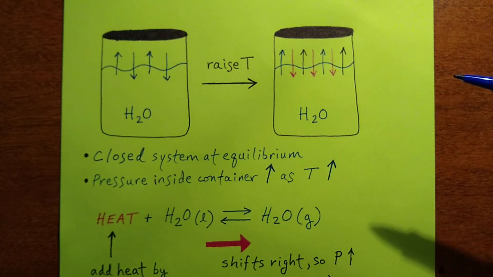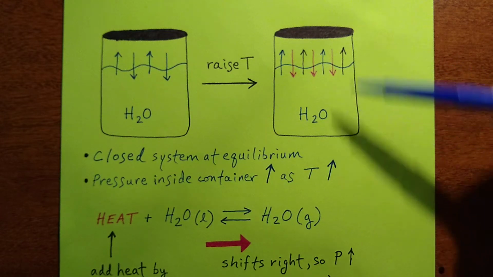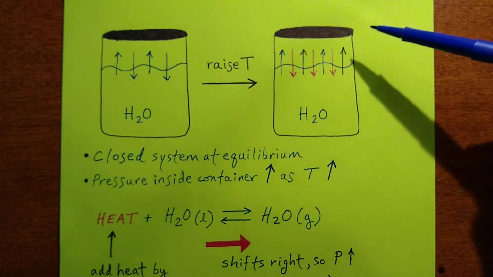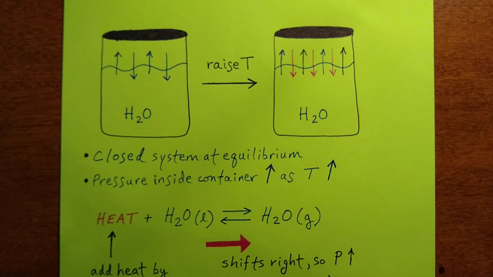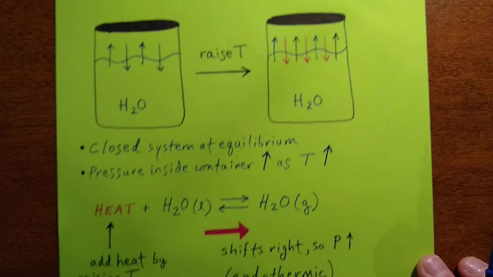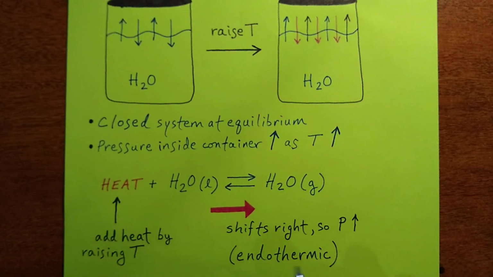But that's what a pressure cooker is. You increase the internal pressure inside by covering it, and you can cook things faster. That's the point of using a pressure cooker. But keep in mind that an endothermic equilibrium behaves in the opposite way to temperature versus an exothermic reaction.